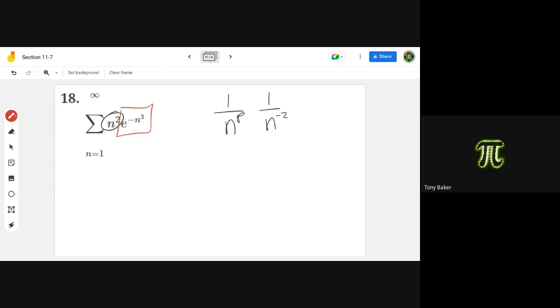And it's not geometric because geometric has the number in the base, and then the exponent is the variable. So that would be like 2 to the n power, 3 to the n power. Those would be the geometric series ones. And we can't use any of the limit comparison tests unless I can somehow make this a p series or a geometric series, because those are the only ones that I know go to a specific thing.